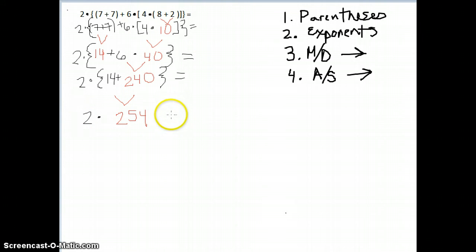All we have left at this point is one operation. We've taken care of all of the parentheses step by step, working from the innermost parentheses out. So our very last step is to do 2 times 254, and we find the answer is 508. So it's really important that we go step by step, do just one step at a time, be sure that we're following the order of operations, and as we go from step to step that we copy the rest of the problem correctly.